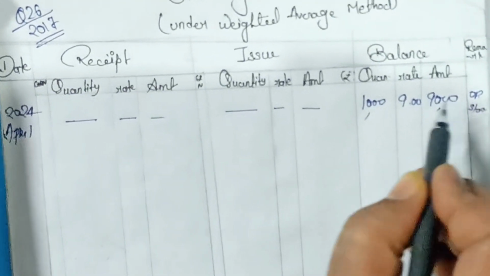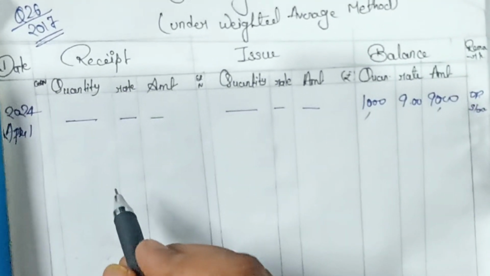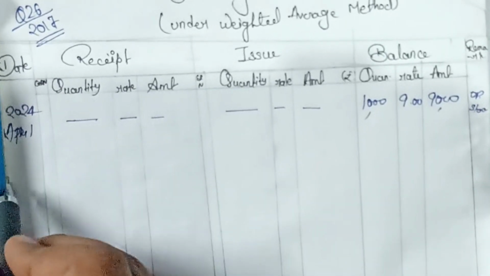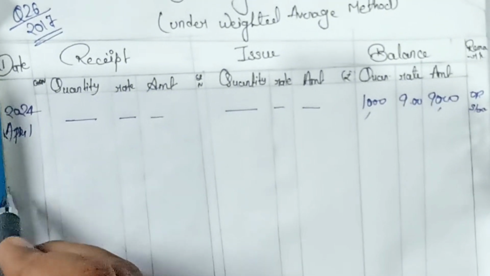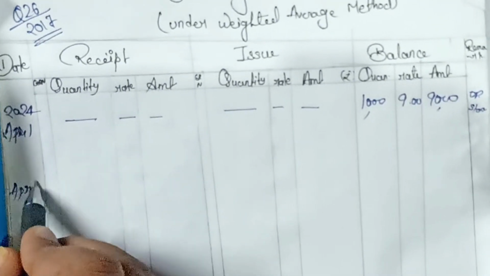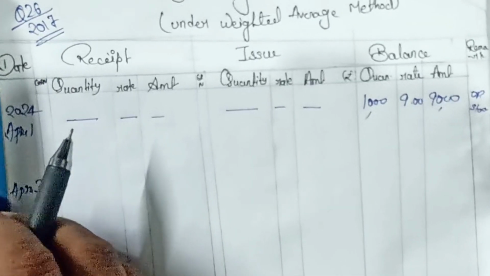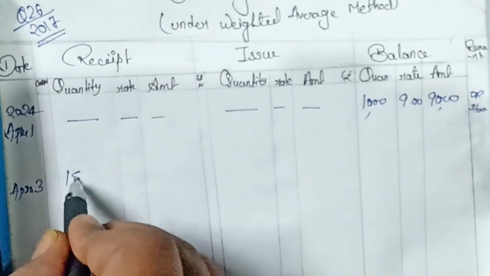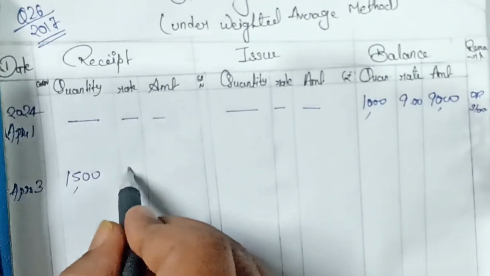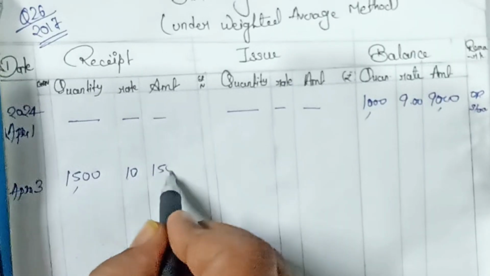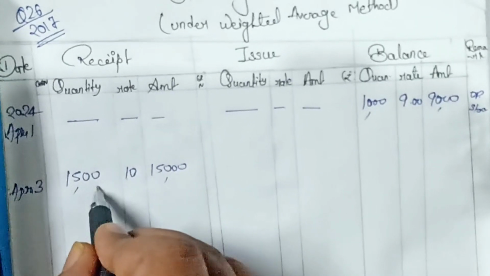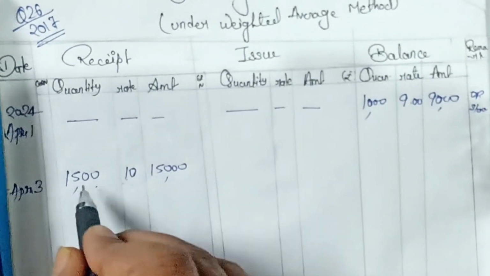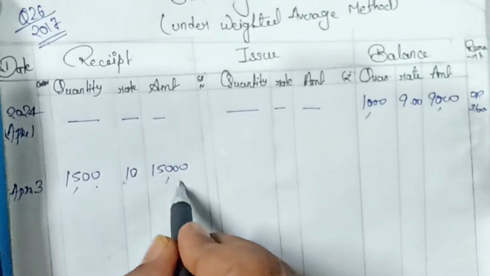Similarly, like we have done so far in the simple average, weighted average, simple average, LIFO, FIFO, we will maintain the same. Now we are moving to the next date, 3rd April. What has been done? The transaction is purchase. So we have to put down here purchase, 1500 quantity. Unit rate is 10 rupees, so the amount will be 15,000. Am I right? 1500 quantity has been bought at the rate of 10 rupees, so we have to multiply these two items and the product is 15,000.